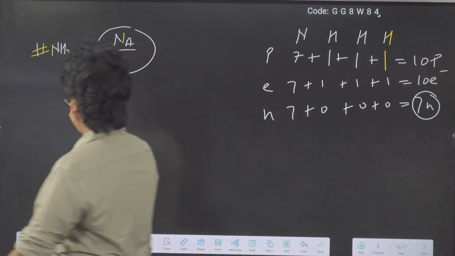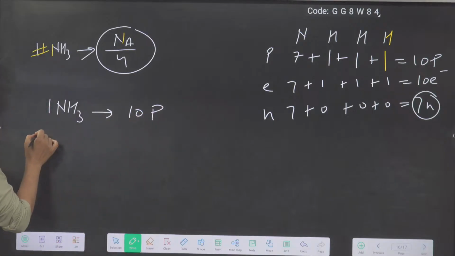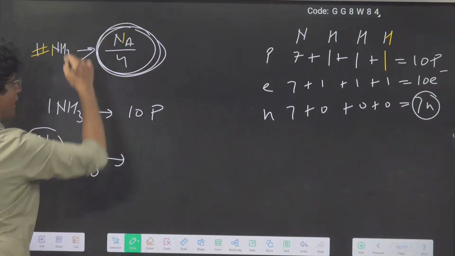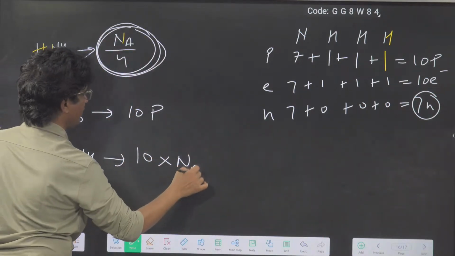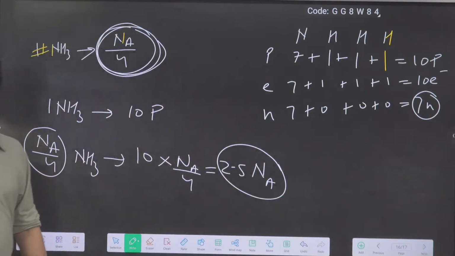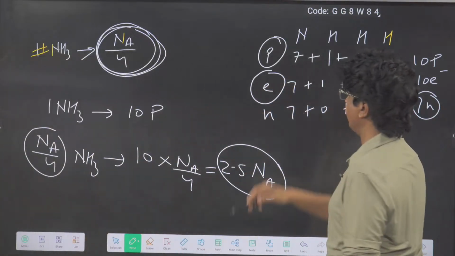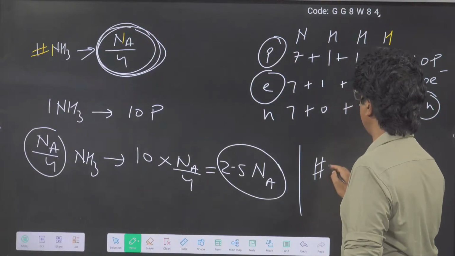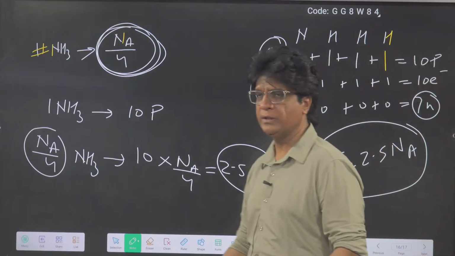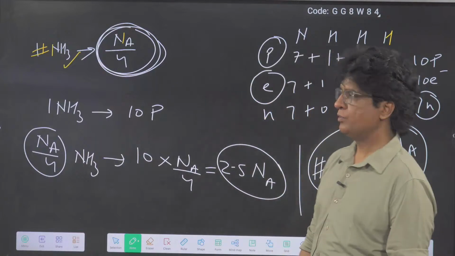So one ammonia molecule contains how many protons? 10 protons, right? So Na by 4 molecules of ammonia will contain how many protons? 10 into Na by 4, that happens to be 2.5 Na. Yes or no? 2.5 Na. And since the number of protons and electrons are the same, this will also be the answer for the number of electrons: again 2.5 Na. So be careful with the number of neutrons, specifically when you have a molecule which contains hydrogen, right?